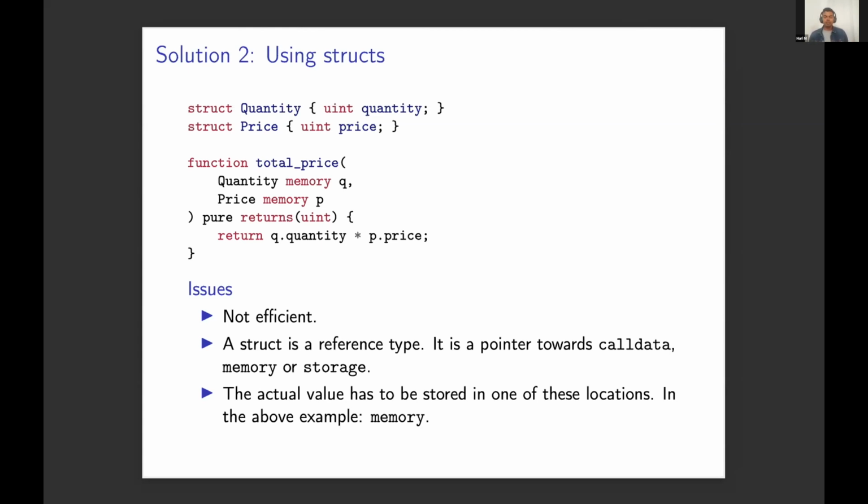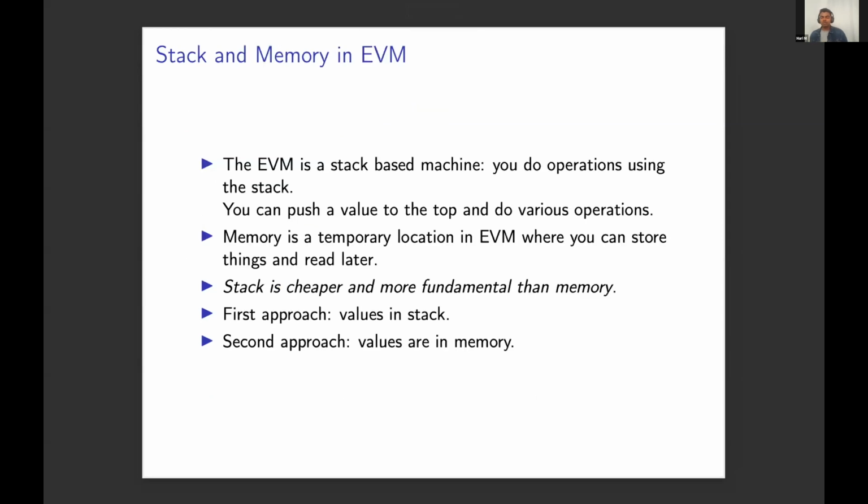So let's forget about the problem for a bit and talk about something more fundamental. So next. We will briefly talk about the difference between stack and memory in the Ethereum Virtual Machine. A stack is simply a data structure. The Ethereum Virtual Machine is a stack-based machine, which means that you mainly do operations using a stack. Speaking of operations, the main operation in a stack is to push a value to the top of the stack. And then there are a bunch of operations that allow you to rearrange the stack as well as do various computations.